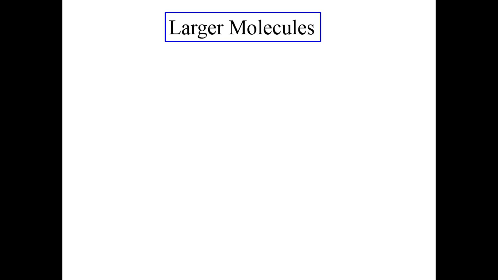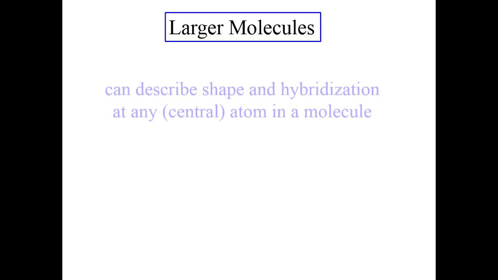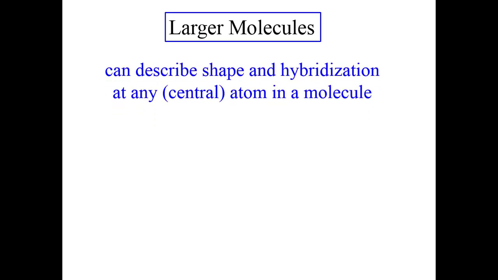So far, we have looked at molecules with one central atom surrounded by terminal atoms. While it doesn't make sense to talk about the shape or invoke hybridization at terminal atoms, there are larger molecules that have more than one central atom, that is, more than one non-terminal atom. What we'll find is that we can describe the shape and hybridization at any atom in a molecule based on what we have discovered with our prototype molecules.